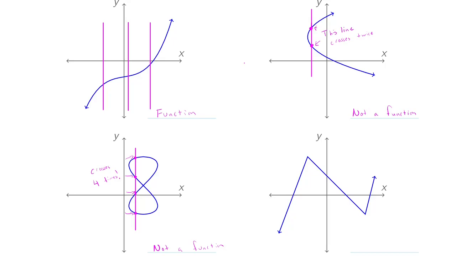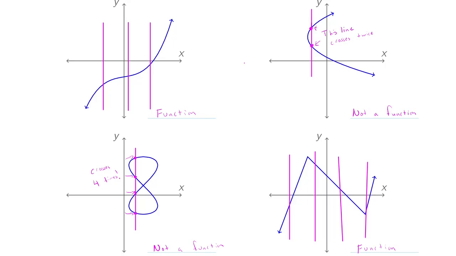Okay, last one to look at is this weird zigzaggy guy. And it looks a little bit odd, but looking at it, we see that anytime we draw a vertical line, that vertical line only crosses our graph once. And my vertical lines are not perfect here. But we can see that any vertical line will only cross this once, and so this is, again, a function.